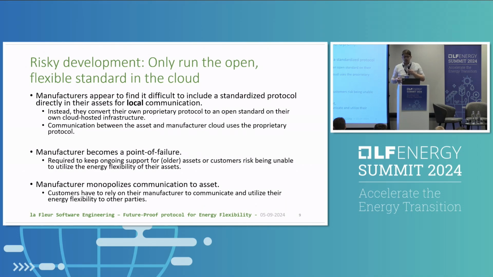What the solution to this seems to be is that they use their own proprietary protocol to communicate all the information from, for instance, a heat pump to their data center. And then from the manufacturer's data center, they supply all the information through one of these open standards. However, if you do this, the manufacturer becomes a point of failure. If they stop supporting your device, you, as a consumer who owns this heat pump, run the risk of your asset not being able to inform any organization or party about the energy flexibility. And it also monopolizes the communication to the asset, which basically means that the manufacturer chooses for you which other parties or energy management systems they support in order to submit the energy flexibility to. Which means that even though it's an open standard, it's still not really open. You cannot choose yourself.